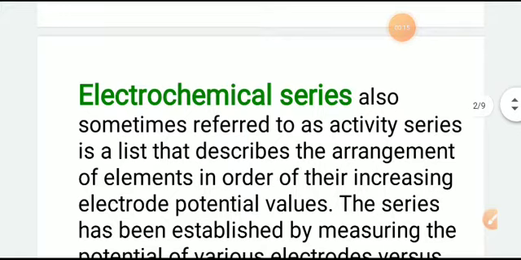Today's topic is basically the electrochemical series and the application of the electrochemical series. What do we mean by electrochemical series, and what consequences do you get from it? And the second topic is the Nernst equation and application of the Nernst equation. So the first topic is the electrochemical series.